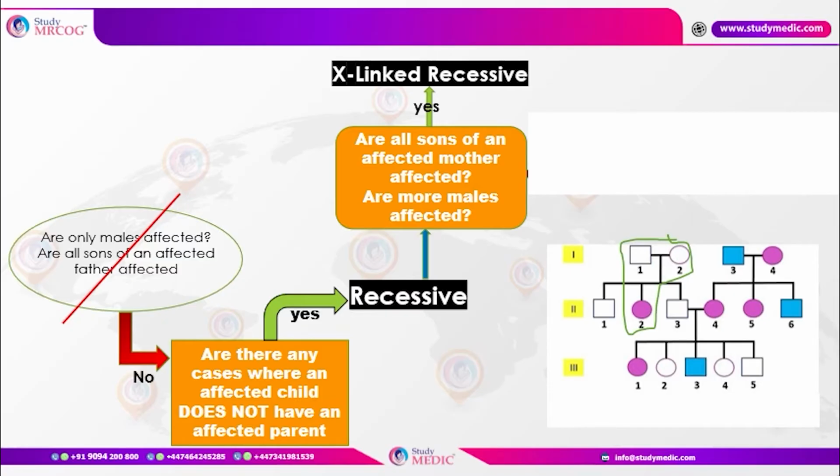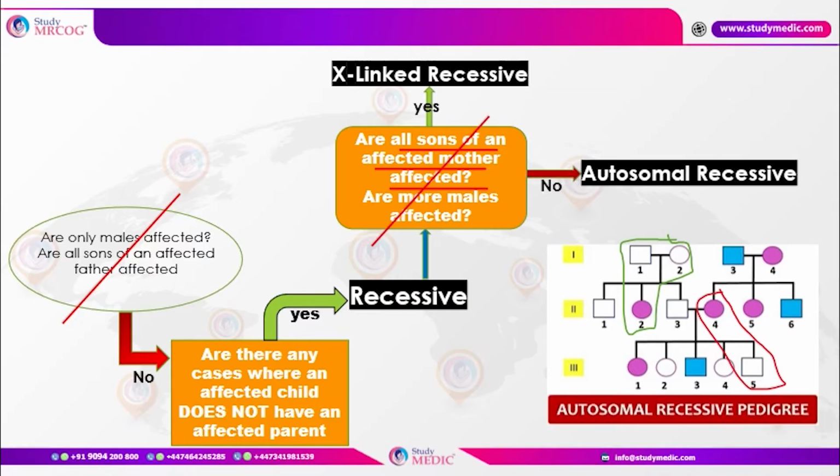The difference here is that all sons of an affected mother are not affected. So this does not look like a gender predisposed condition. Also, males and females are more or less equally affected. So we conclude that this is an autosomal recessive pedigree.